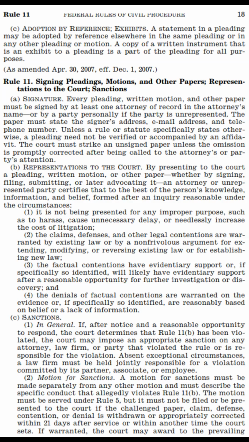Rule 11. Signing pleadings, motions, and other papers, representations to the court, sanctions. A. Signature. Every pleading, written motion, and other paper must be signed by at least one attorney of record in the attorney's name, or by a party personally if the party is unrepresented. The paper must state the signer's address, email address, and telephone number. Unless a rule or statute specifically states otherwise, a pleading need not be verified or accompanied by an affidavit. The court must strike an unsigned paper unless the omission is promptly corrected after being called to the attorney's or party's attention.